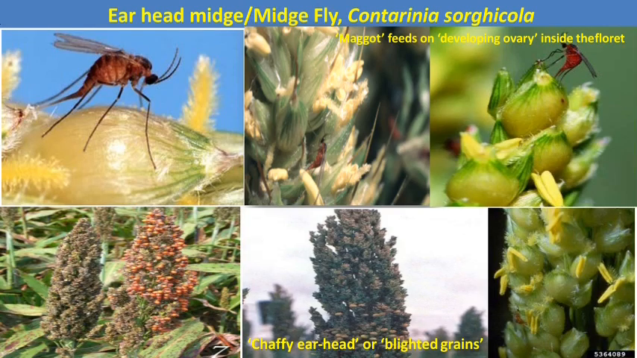Then the next one is the midge fly or sorghum earhead midge. The species is Stenodiplosis sorghicola. It is also a dipteran pest, and the damaging stage is the maggot. The maggots feed on the developing grains or developing ovaries inside the floret, and as a result of feeding, in case of severe infestation, complete or partial sterility occurs in the sorghum crop, and chaffy earheads or blighted grains are observed in the infested field due to feeding by the maggots of the midge fly in sorghum.